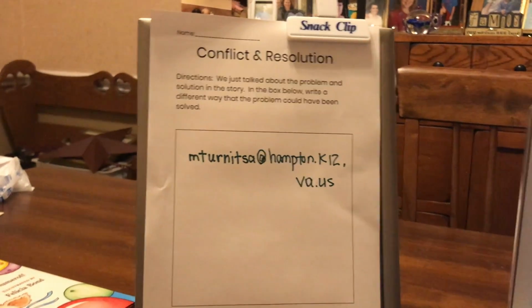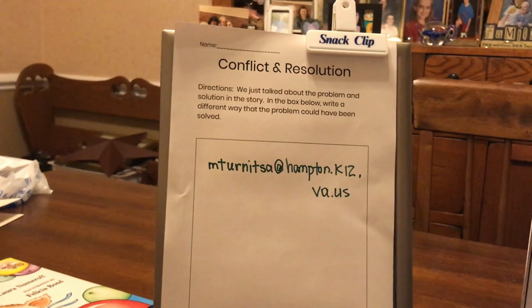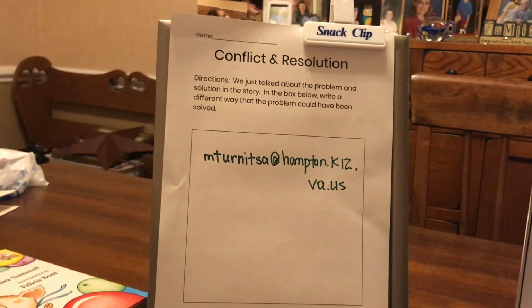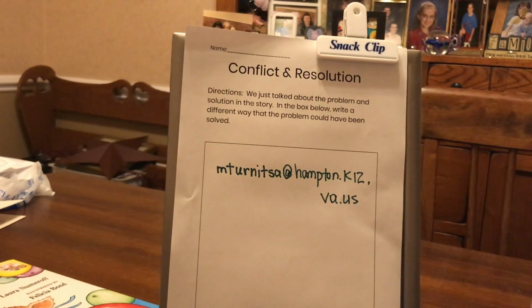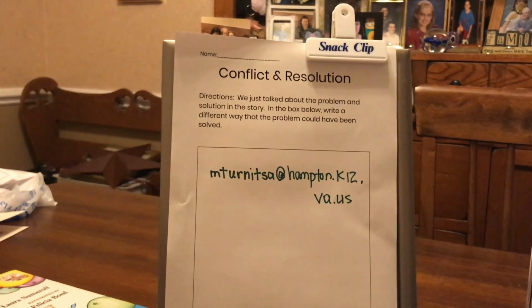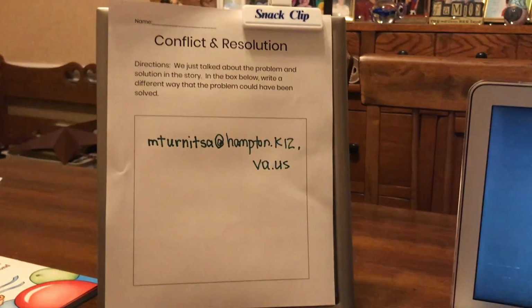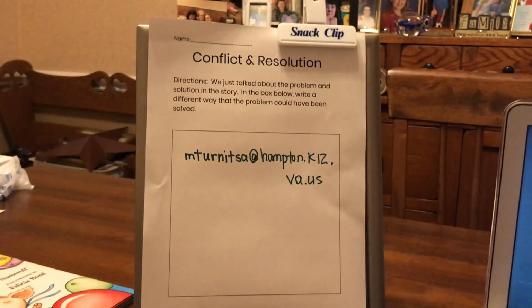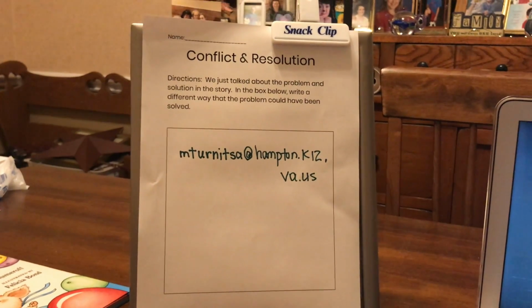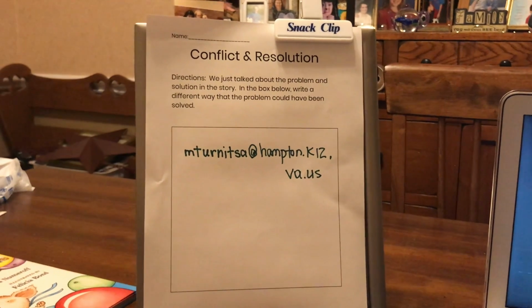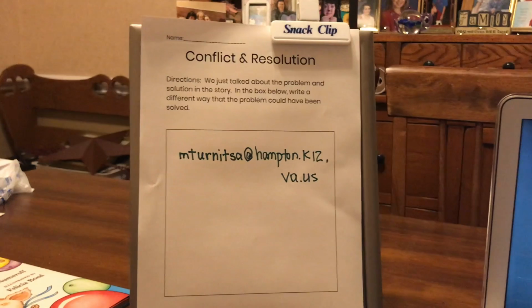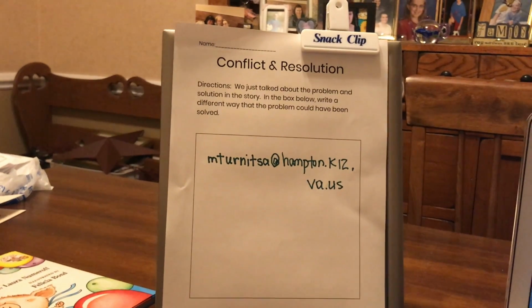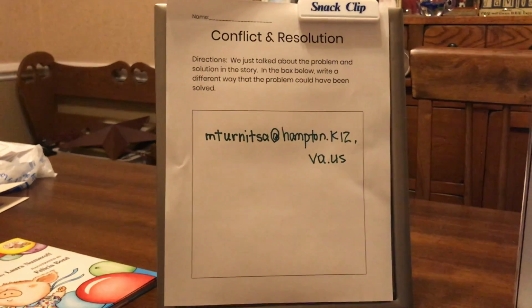So remember, we talked about the problem being that everybody kept claiming that Cardigan took the pie, and the solution was that the judge took him back to the house and realized he had knocked it off, that he didn't really take it. But I want you guys to think about it and think, what would be a different way that they could have solved the problem? Now, if you get a chance to do this with paper and pencil, or if you want to type it, it's totally up to you.